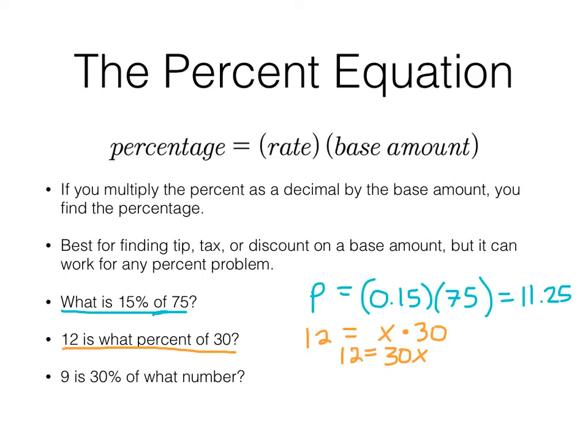So 30X equals 12. Well, it should absolutely make sense that we're getting a decimal here, because X, remember, is we're finding the rate, which is the percent as a decimal. So we are supposed to get a decimal here. So 12 over 30 comes out to a nice 0.4. And that means that if we then change that decimal to a percent, 40%. 12 is what percent of 30? It's 40%, almost half, which should make sense.